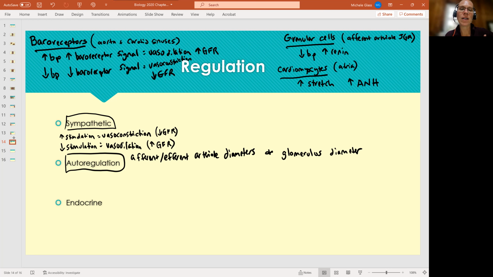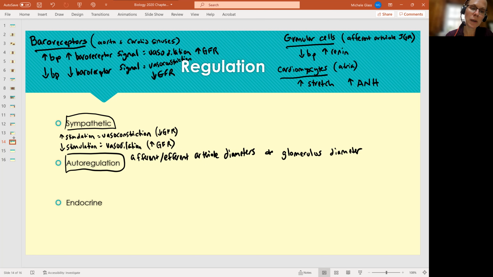So if we want to have a high GFR, then we're going to increase the afferent diameter and decrease the efferent diameter. If we need to do the reverse of that, so if we need to reduce our glomerular filtration rate, we're going to make the afferent diameter smaller. So we're going to reduce the blood that flows through there. We can also increase filtration by decreasing the efferent diameter. So that's going to create more of a push for filtration.